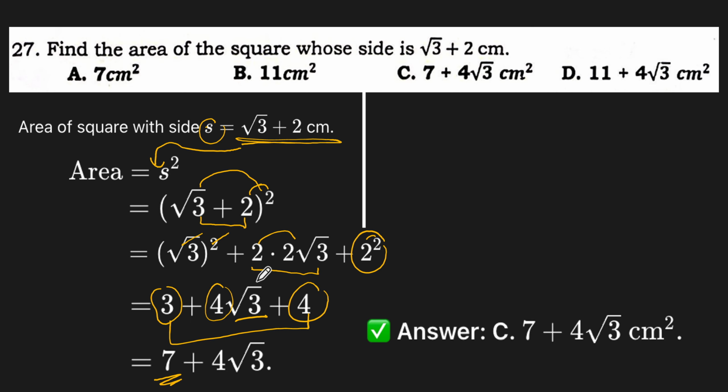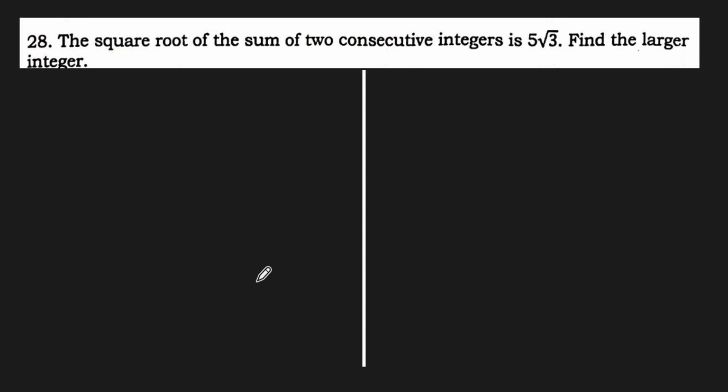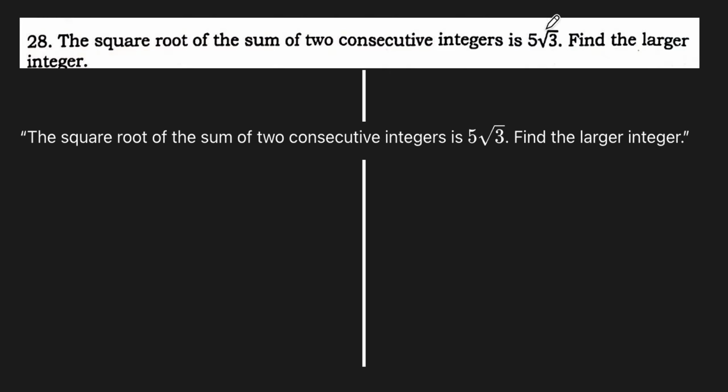So the final answer is letter C, 7 plus 4 square root of 3. Okay, so the square root of the sum of the two consecutive integers is 5 square root of 3. Find the larger integer.